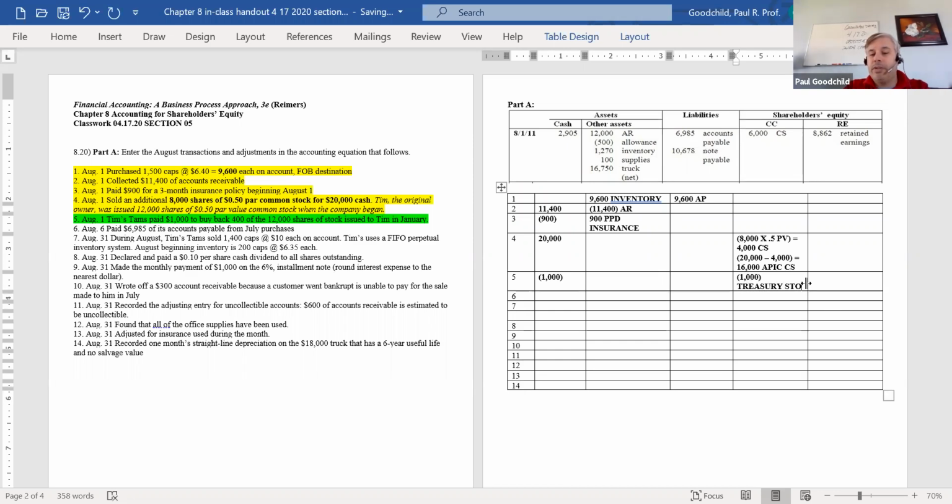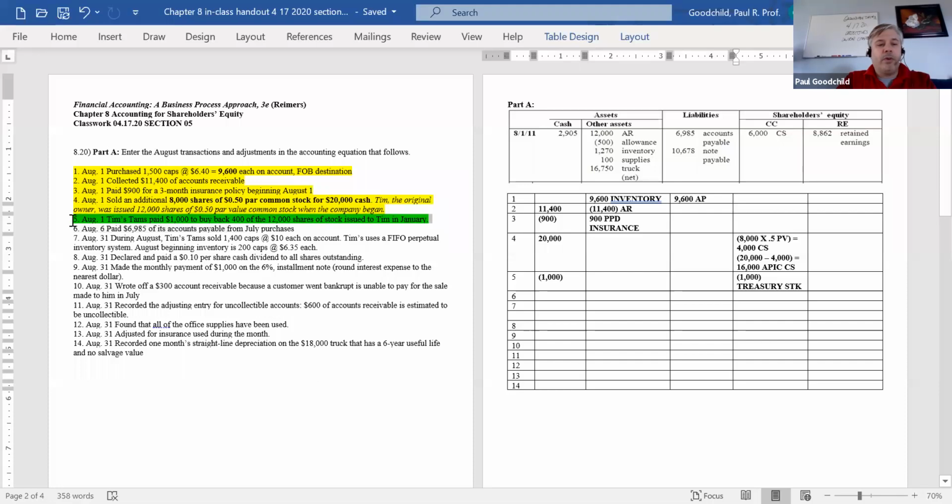I have a question in the chat. Somebody asked, is the 16,000 of additional paid in capital added or subtracted? And it is added. The only thing that is deducted, that we're talking about in our basic transactions here from contributed capital, would be our treasury stock. That's a contra equity account. All right, good question.